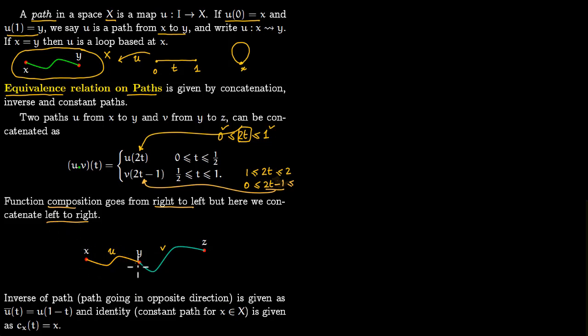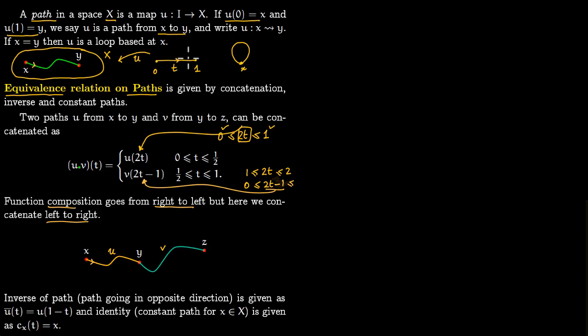So if X is connected to Y and Y is connected to Z, then X is connected to Z. So the second thing is that we need symmetry. So if X is connected to Y via this path U, then Y is also connected to X but via the inverse path. So to go from X to Y, we go from 0 to 1 here. So 0 is getting mapped to X, 1 is getting mapped to Y. So when you're traveling here, you're traveling here.